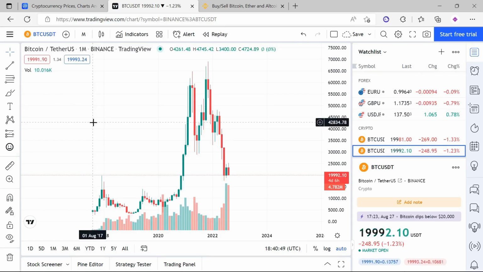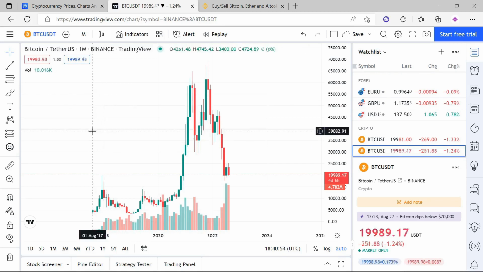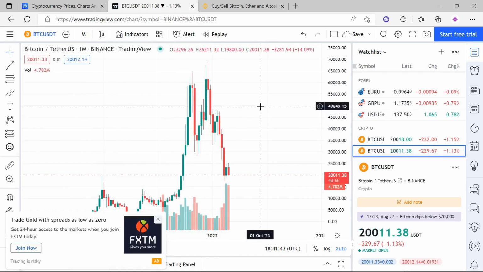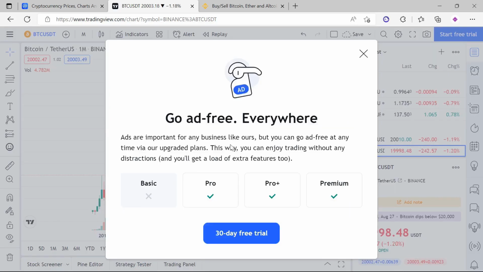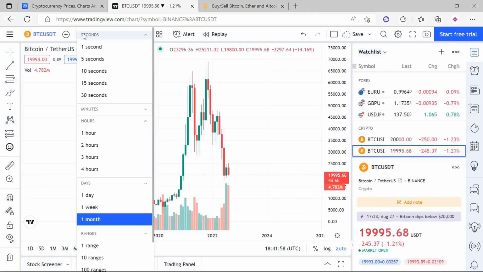I'm going to explain the candlesticks in another video. The green candle means price is going up, and the red candle means price is going down. Each candlestick here represents 1 month of price action. If it was on the daily chart, that means each candle represents price action of a day.